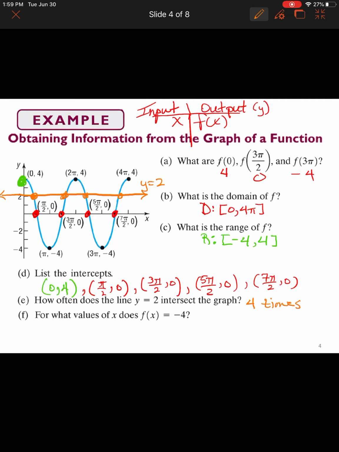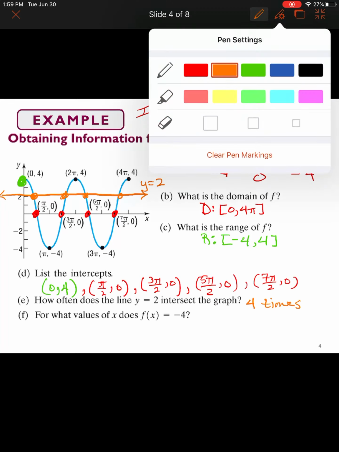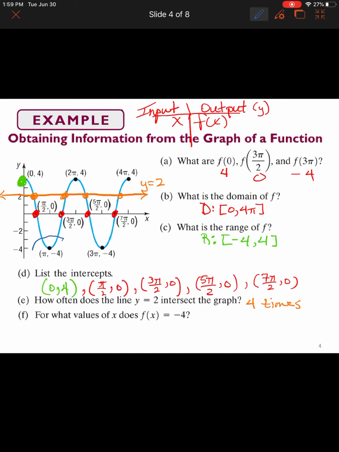Then part F says, for what values of x does f of x equal -4? So it's saying what input values produce output values of -4. All right, circling those in blue. Inputs producing outputs of -4. Those inputs would be pi and 3 pi.